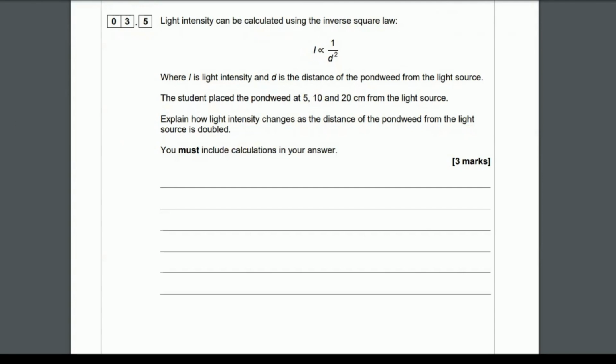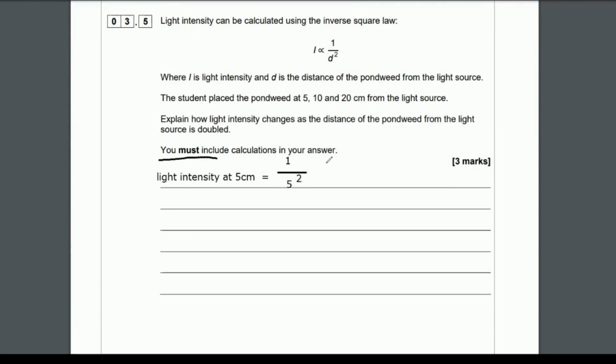Now, it gives you the clue, everything you need to know. You must include calculations in your answer. You get all the marks from the calculations. So let's do it. Right, let's work out the light intensity at 5 centimeters. As I say, I've got a video on this already, probably better than what I'm going to do now, but light intensity at 5 centimeters is equal to 1 divided by the distance squared. Well, the distance is 5 centimeters, so we just got to square it.